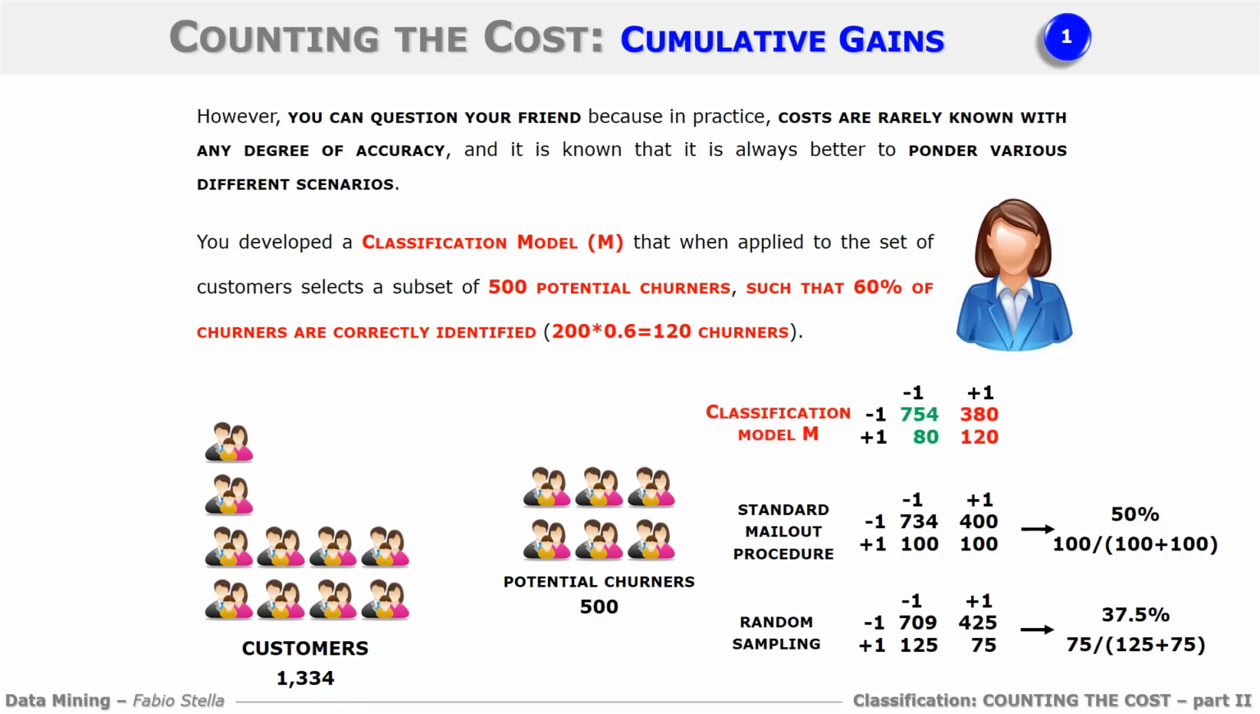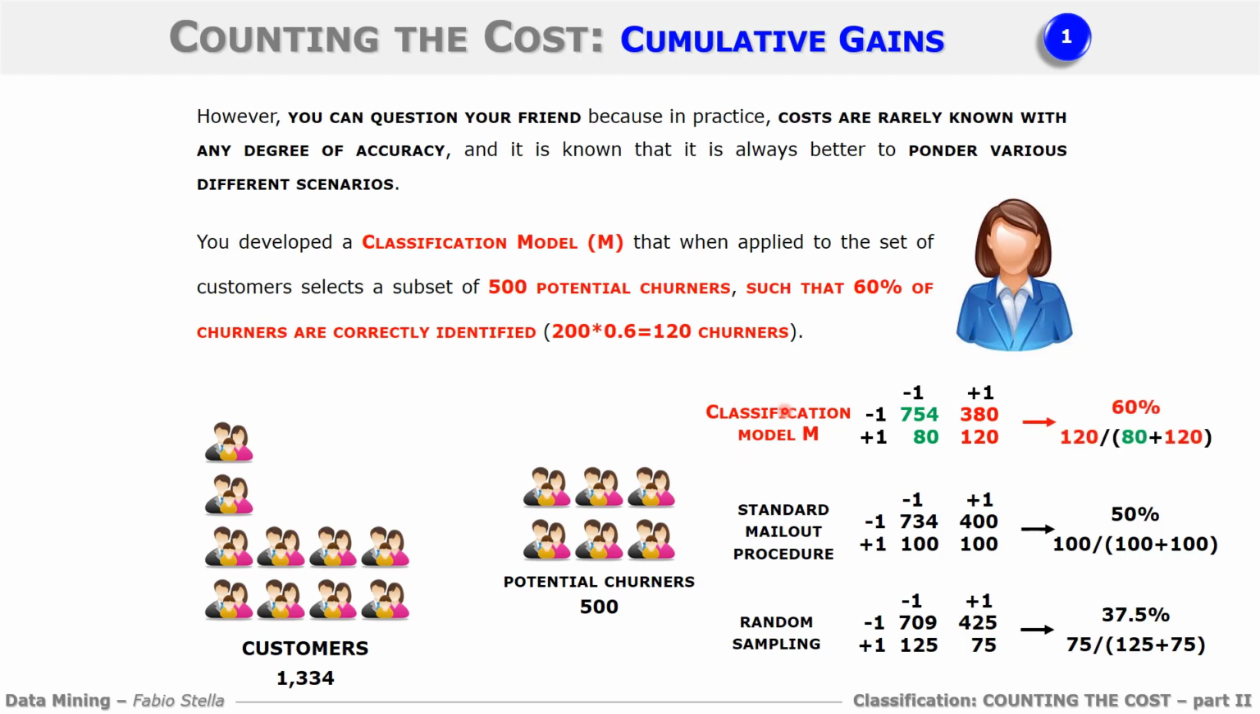So in other terms, if you apply the classification model capital M to the customer set, the set consisting of 1,334 customers, then you will end up with this confusion matrix, where 120 churners are correctly included into the potential churner subset, which also contains 380 known churners, while the remaining 80 churners are not included into the potential churner subset. Then, to summarize, we have the following situation.